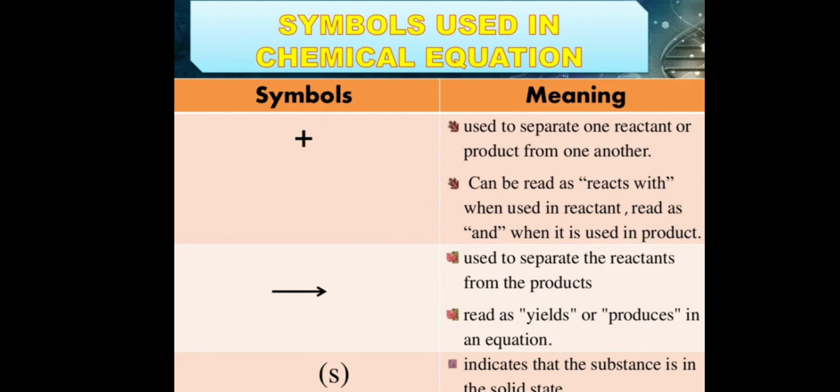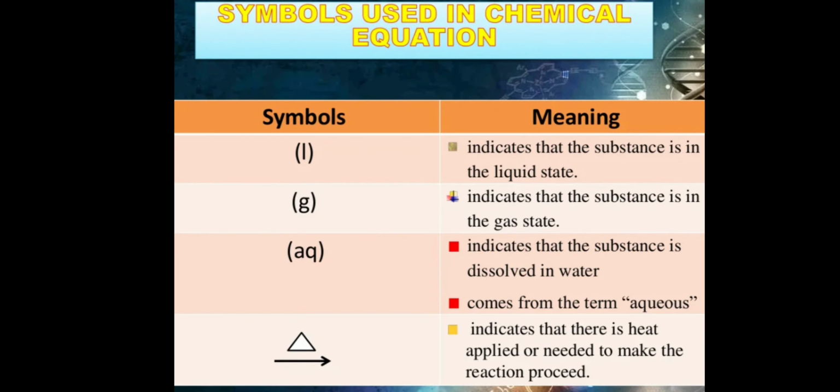While here, the letter S indicates that the substance is in the solid state. So once a reactant or a certain compound or element has this symbol, meaning to say that compound or element is in the solid state. Okay? So let's proceed to another slide.